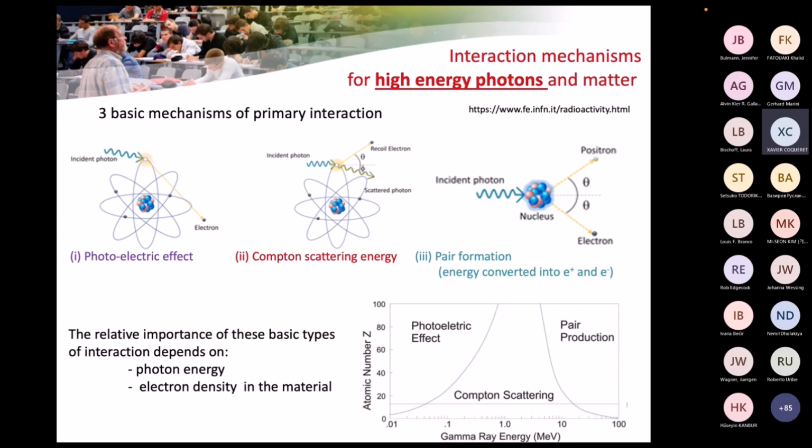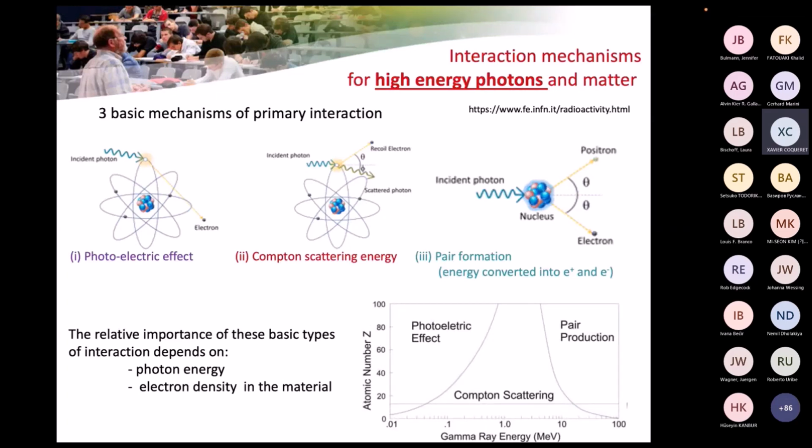And then the third mechanism is the pair formation, which consists in the simultaneous formation, from the interaction of the photon and the nucleus, of a positron and electron, which might recombine at another stage of the process. The relative importance of the three basic types of interaction depends on photon energy and on the electron density in the target material.